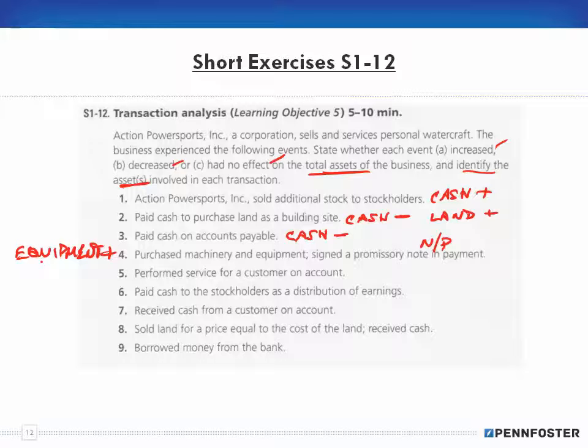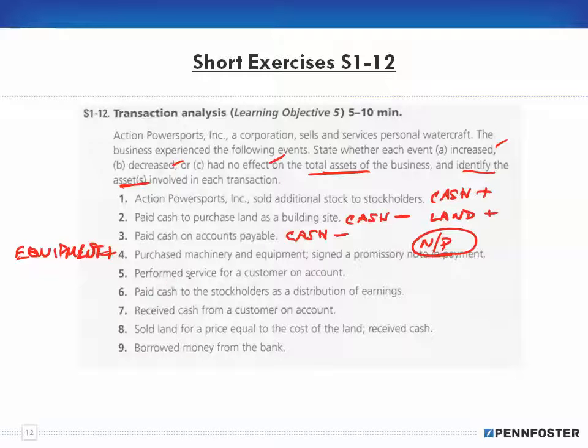There's other treatments. I can actually have one account called machinery, one account called equipment. It all depends upon the business. But in either case, I'm increasing my machinery and equipment account, or my equipment account. The notes payable here is not part of the assets, because it's something I owe.